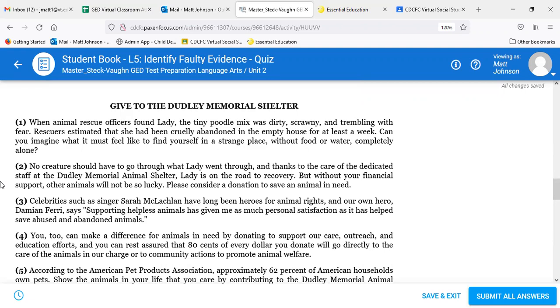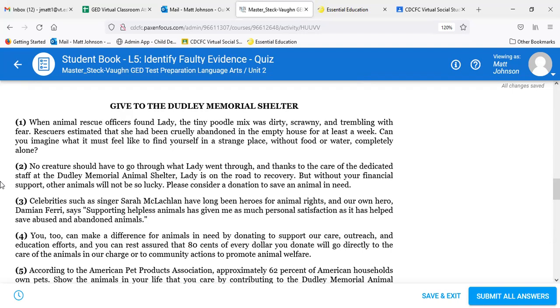When animal rescue officers found Lady, the tiny puddle mix was dirty, crusty, and trembling with fear. Rescuers estimated that she had been cruelly abandoned in the empty house for at least a week. Can you imagine what it must feel like to find yourself in a strange place without food or water, completely alone? No creature should have to go through what Lady went through.